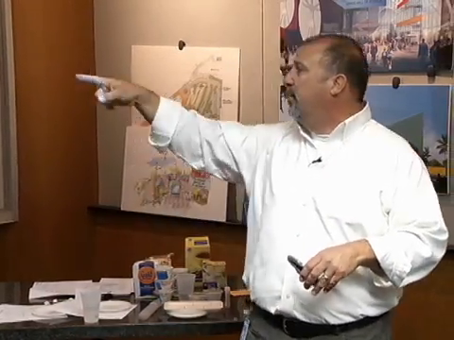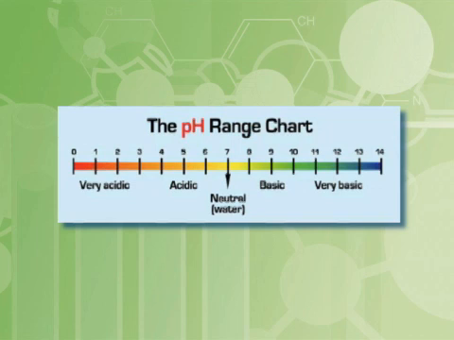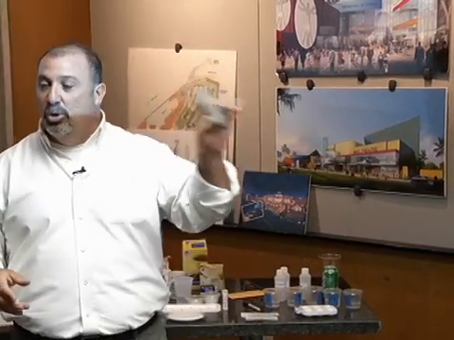Now, a pH chart goes from 0 to 14. 0 to about 6 would be considered acids, and about 8 to 9, 8.5 on to 14 is basic. The more extreme the number, so closer to 14 you get, the stronger the base is. The closer to 0, the stronger the acid is.